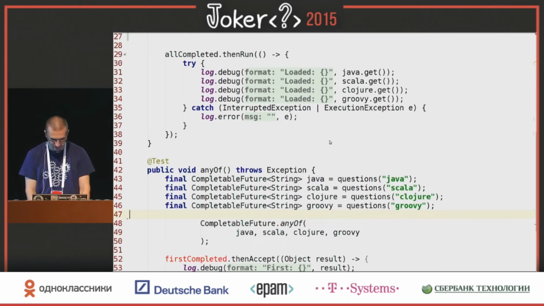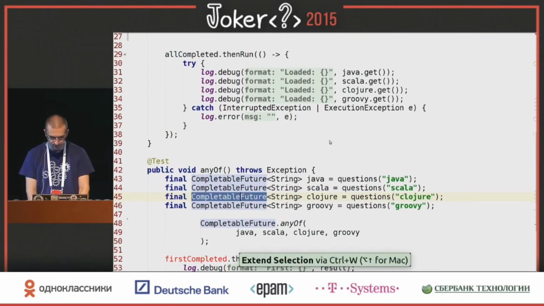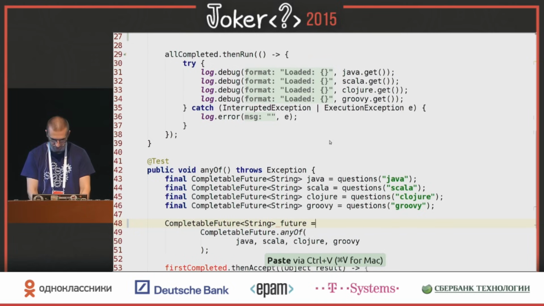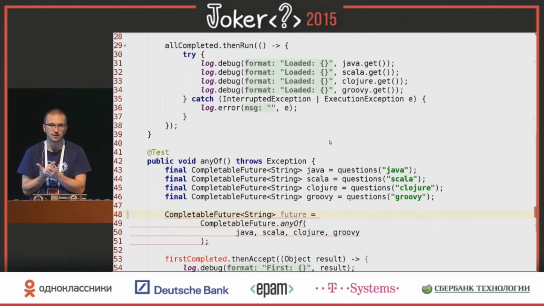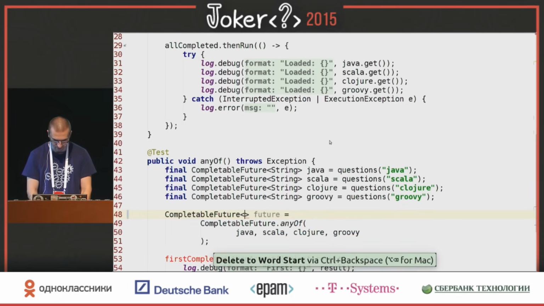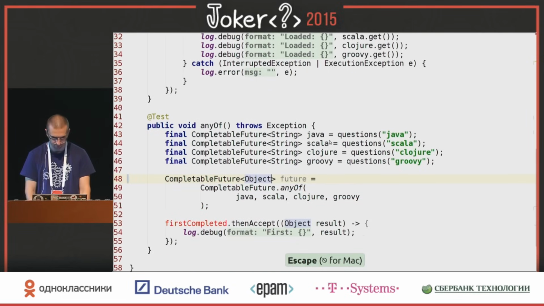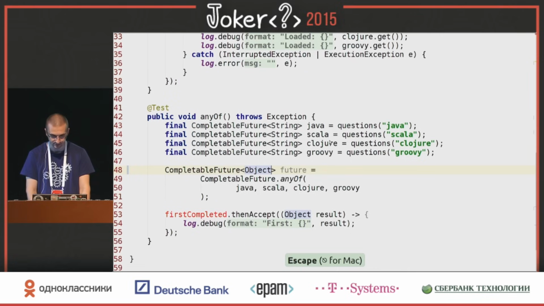Yes and no. So I would expect a future of type string. This would be reasonable because I have four futures of type string, and I'm waiting for the first one of them. So hey, I want a future of type string because I know all my futures are of type string. This time it's Object because reasons.